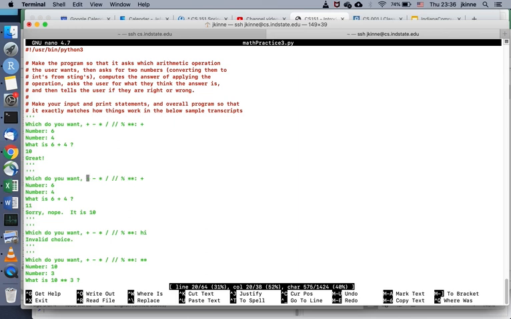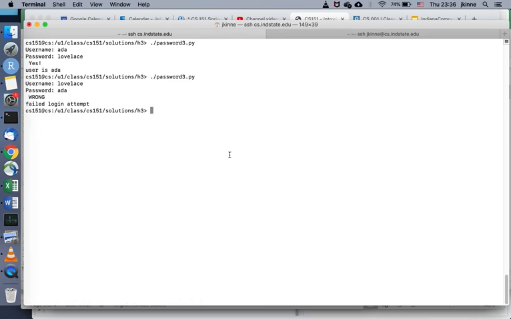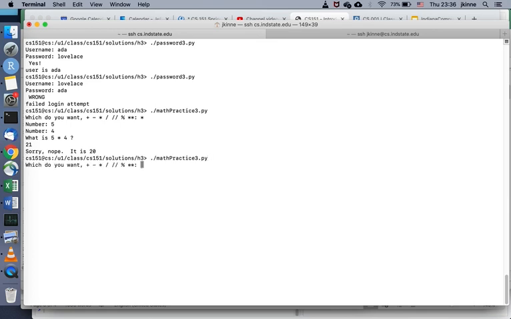So they can choose plus, minus, times, floating point division, integer division, remainder, or exponentiation. And I can show what that looks like when it runs. So I'll choose the multiplication operation, and 5 and 4. What is 5 times 4? If I say 21, sorry, nope, it is 20. And if I get it right, it says great.